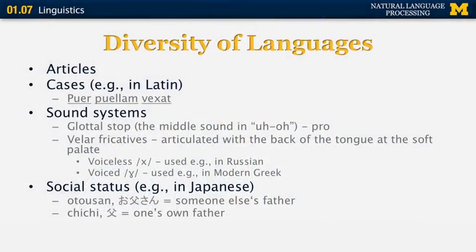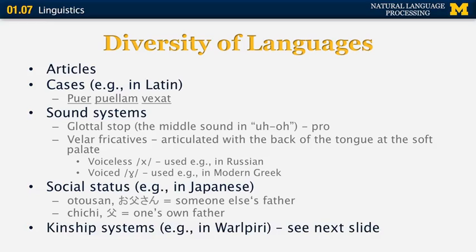Languages can also differ in the way that they refer to people in the structure of a family. For example, Otosan in Japanese means somebody else's father, and Chichi means somebody's own father. This can be very problematic for an English speaker who goes to Japan and wants to refer to somebody else's father as Chichi. This would be considered rude, or at least a sign that this person is not a native speaker. Kinship systems in general can be very complicated.